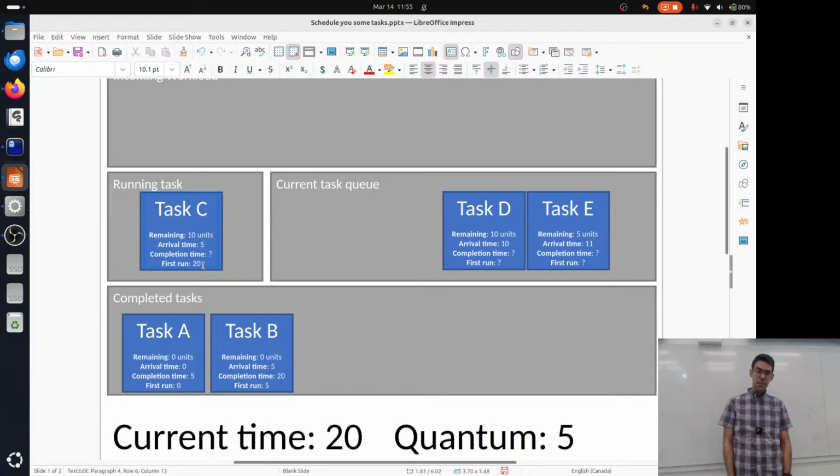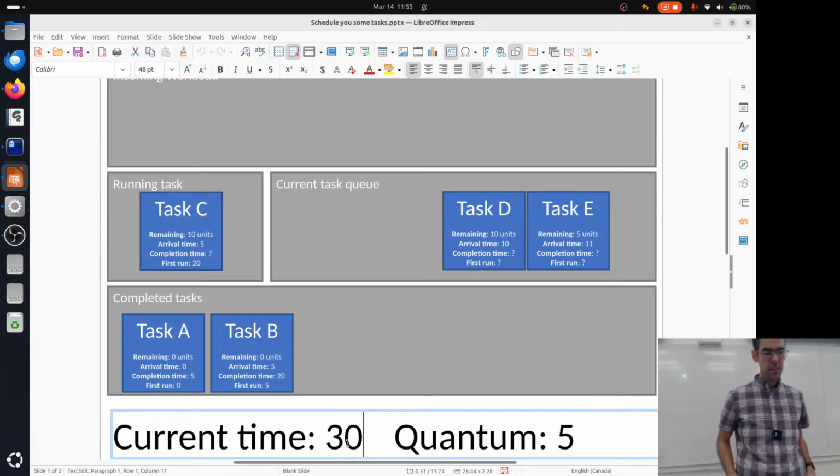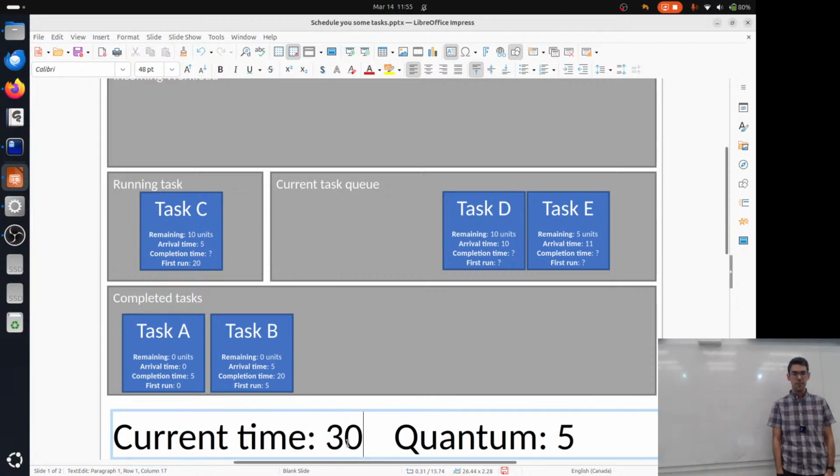And the other 2 tasks just got to sit there and wait. They can't do anything yet. I'm going to skip ahead a lot. I think we all agree that we're not taking this off at the next quantum, so let's just skip ahead until task C is done. I'm going to change the time here now from 20 directly to 30. We're not going to step through each of these.